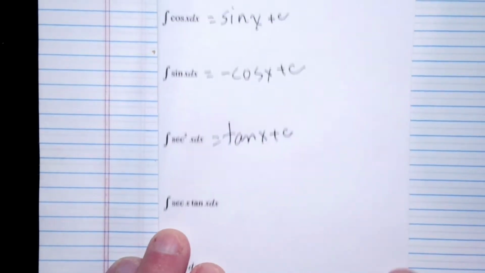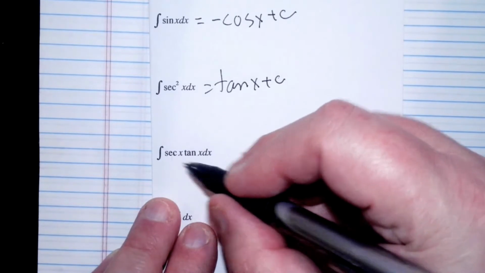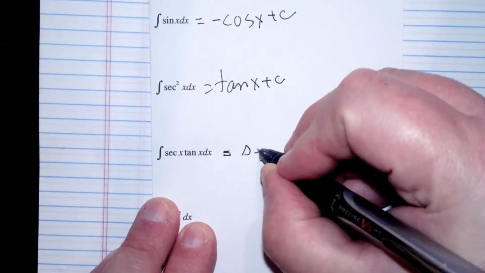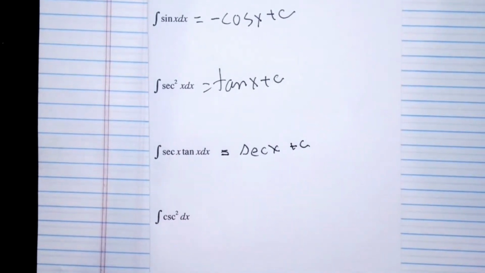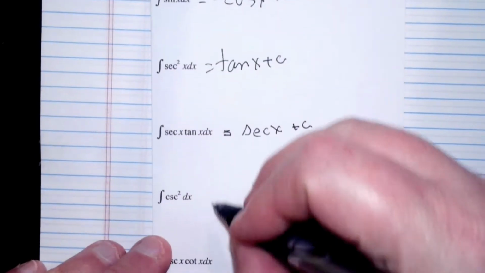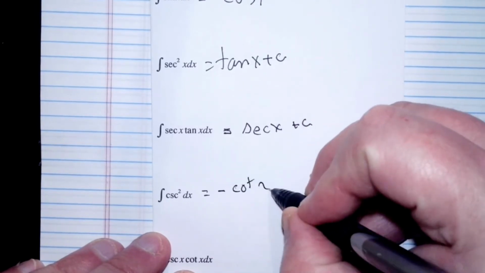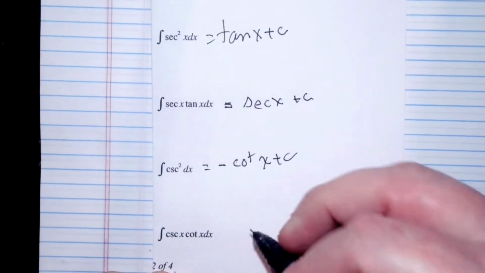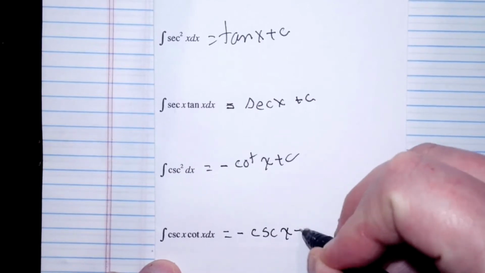That's tangent x. And you differentiate the secant of x to get secant x tangent x. So the integral of secant x tangent x is secant x. Cosecant squared, that's going to be negative cotangent x plus c. And cosecant x cotangent x, that's going to be negative cosecant x plus c.